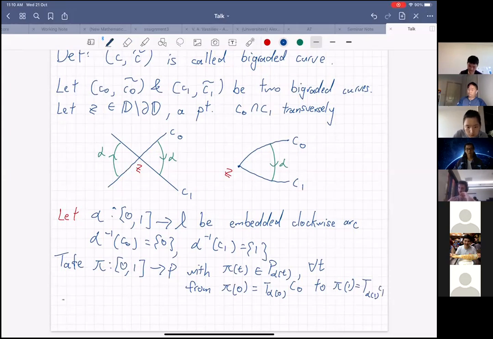Sorry, what's the L there? Alpha is from 0 to 1 to L? What's the L? Why is the L here? Alpha to L. Oh, okay. Sorry, I forgot to tell you one thing.